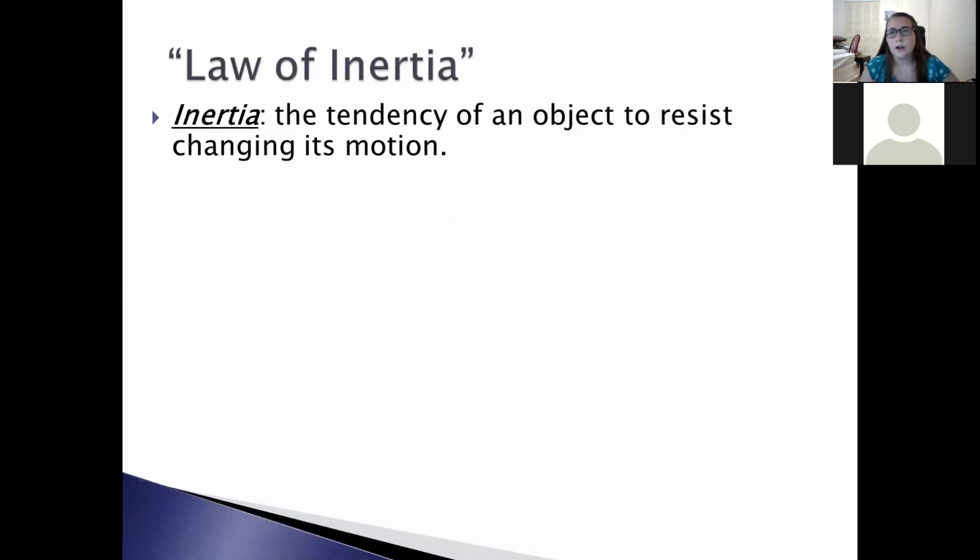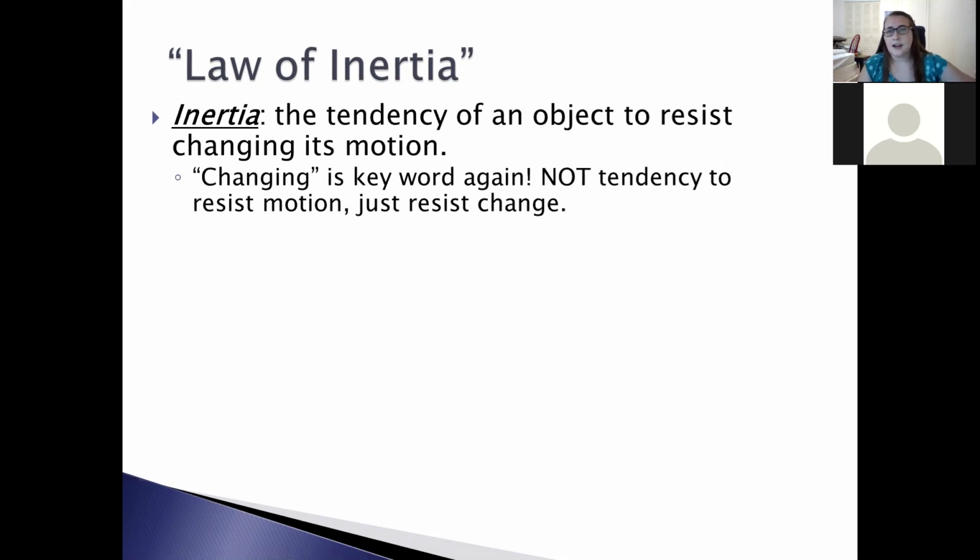So this is also called the law of inertia, but inertia is a vocab word that we need to go through as well. So inertia is the tendency of an object to resist changing its motion. Again, the key word here is change. Objects can still move and not have an unbalanced force acting on them. It's not the tendency to resist motion, just resist change. Inertia in itself is not a force. That's another big misconception that students have a lot of the time. Inertia does not cause something to change its motion. It's an object's internal resistance to changing its motion.